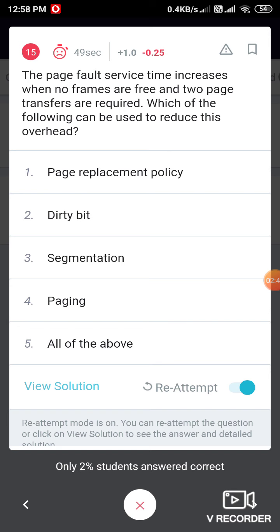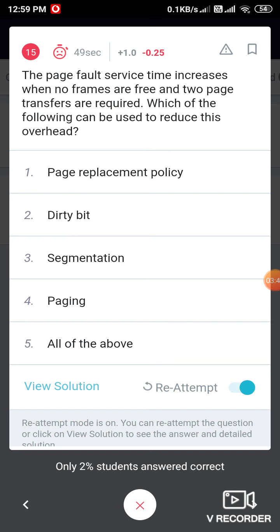Now next is page replacement policy. Page replacement means that when a page is not found in memory, that page is replaced with the required page. There are many page replacement policies, like FIFO (first in first out), optimal page replacement policy, and LRU (least recently used) page replacement policy. In page replacement there is the term page fault. This situation occurs when the page is not found in memory.